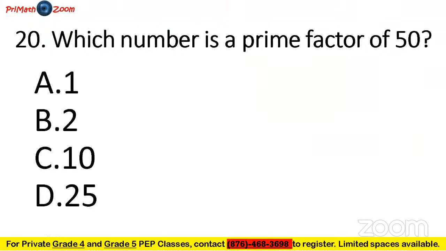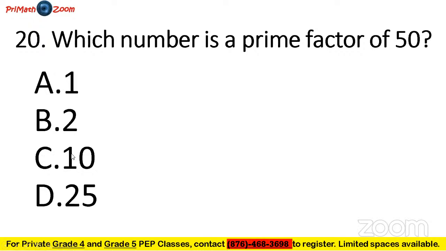Which number is a prime factor of 50? We're looking for factors of 50, but only the one which is a prime number. 1 is not a prime number because it has only one factor. 2 is a prime number and it is a factor of 50. So 1 and 2 are factors, but only 2 is prime.